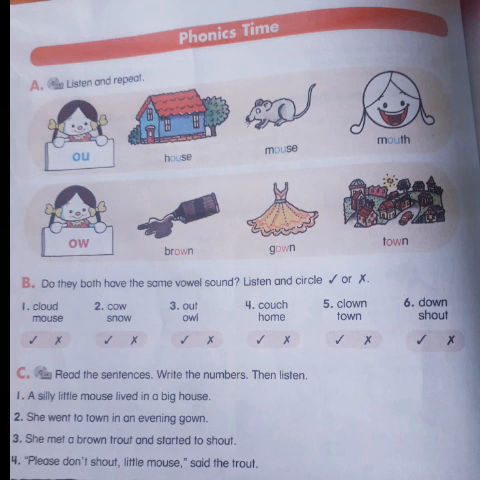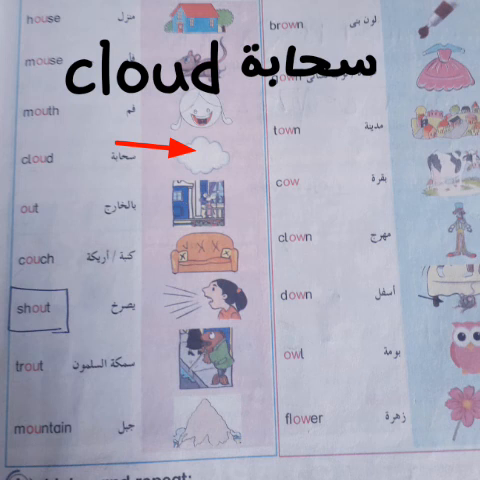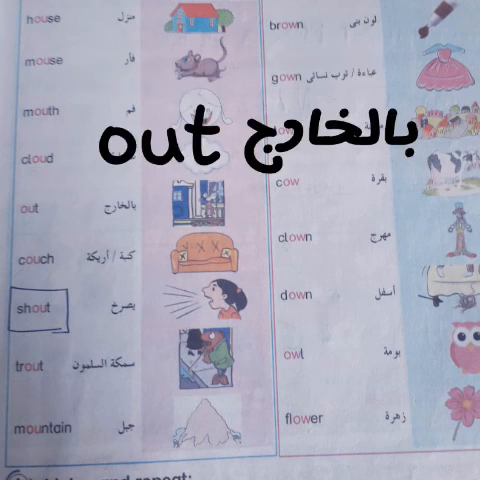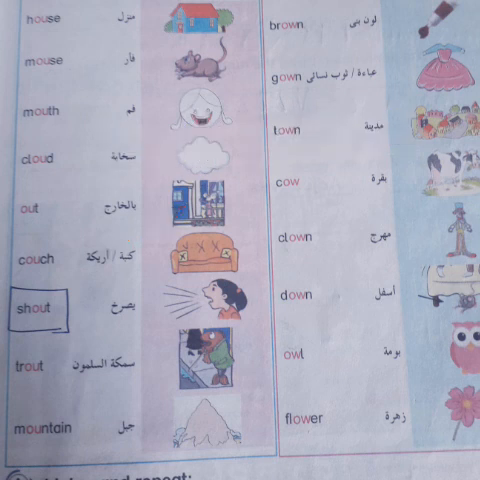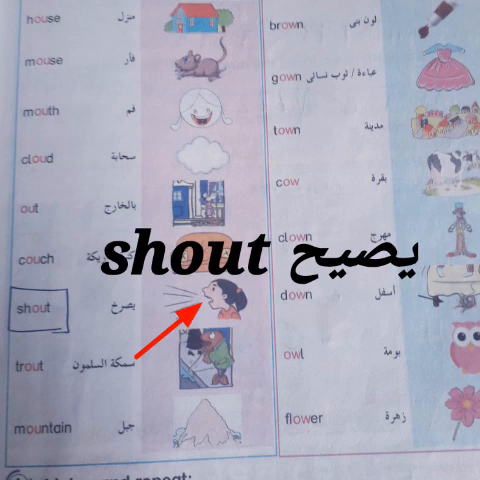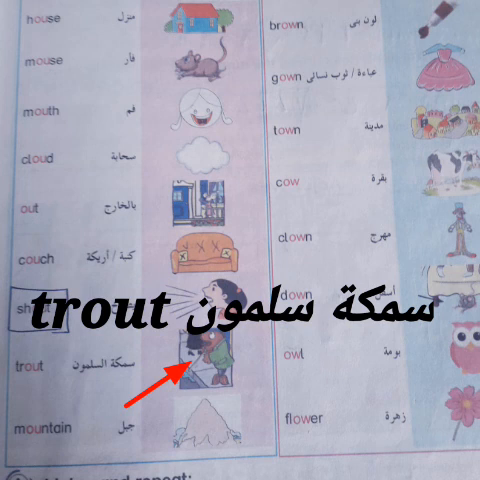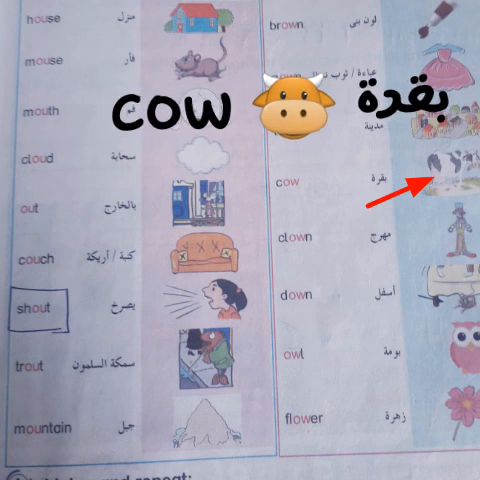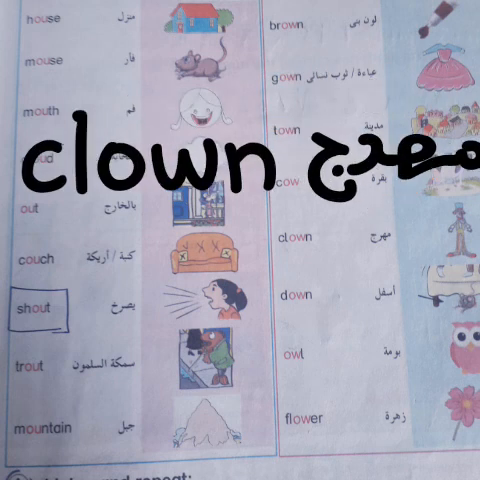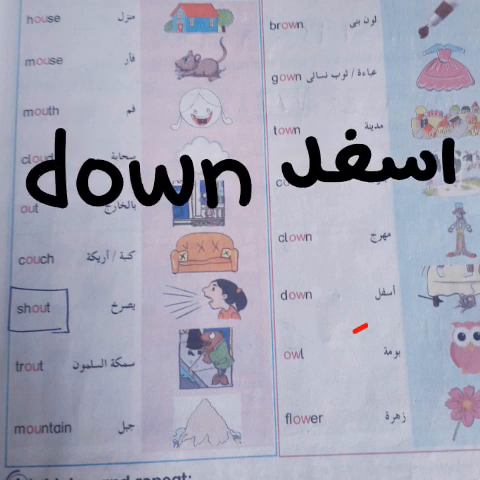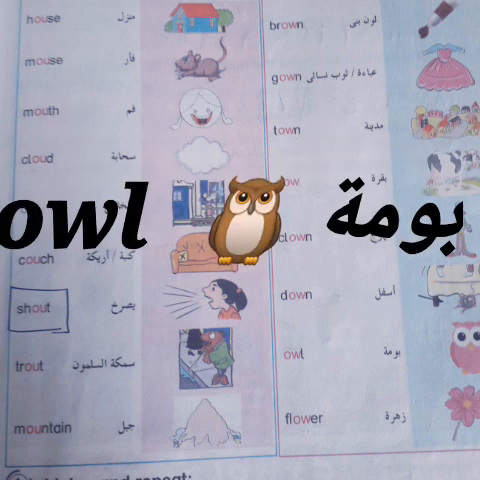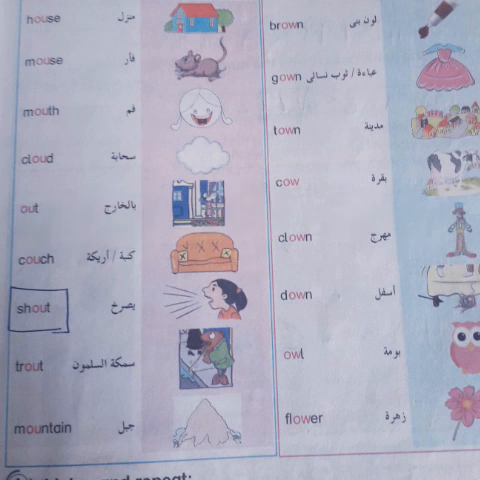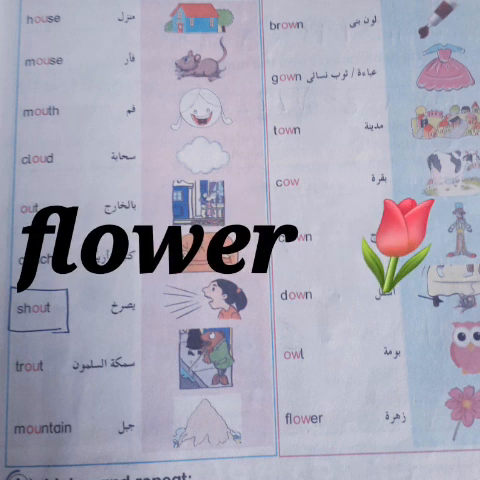Learn these words with me. Repeat after me. Cloud. Out. Couch. Shout. Trout. Mountain. Cow. Clown. Down. Owl. Flower.